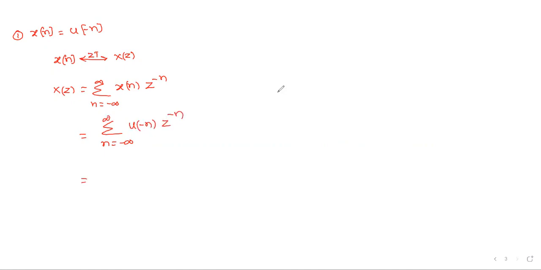What is this u of minus n? If u of n is there, the limits will be 0 to infinity. If u of minus n is there, the limits will be minus infinity to 0. So now here, summation n equal to minus infinity to 0 z power minus n.